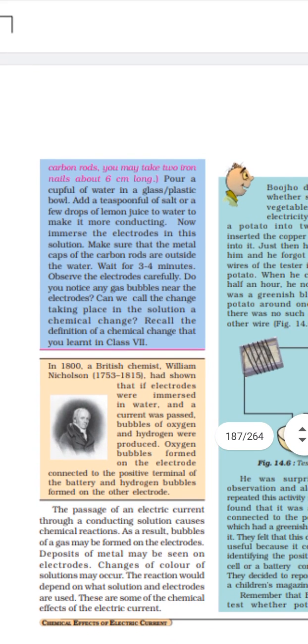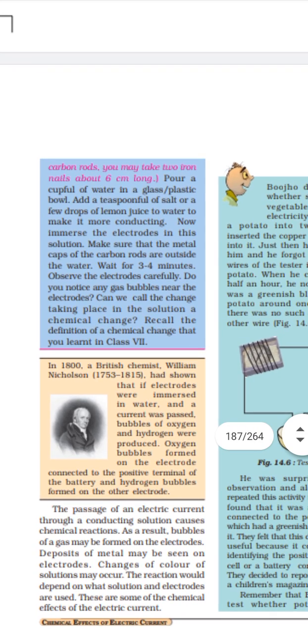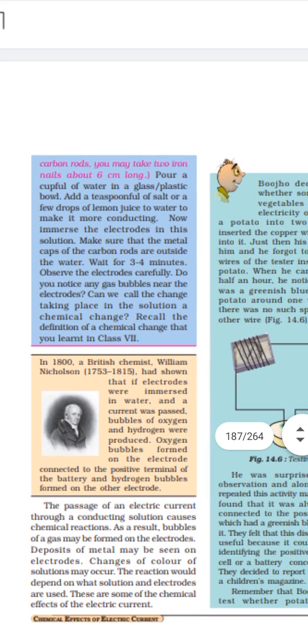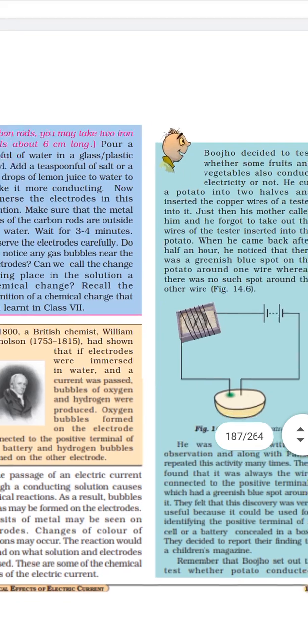The passage of electric current through a conducting solution causes chemical reactions. As a result, bubbles of a gas may be formed on the electrodes. Deposits of metals may be seen on the electrodes. Changes of color of solutions may occur. The reaction would depend upon what solution and electrodes are used. These are some of the chemical effects.